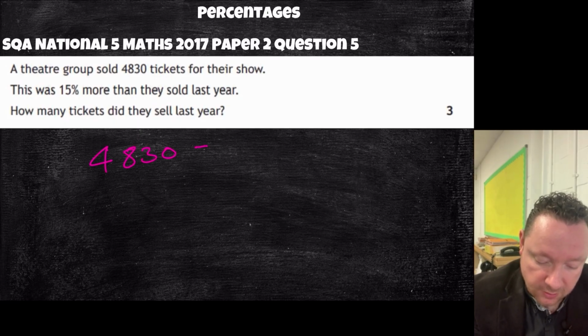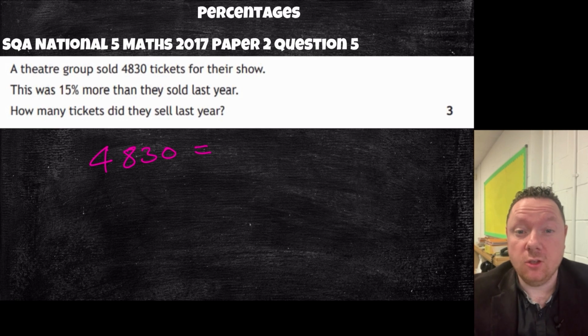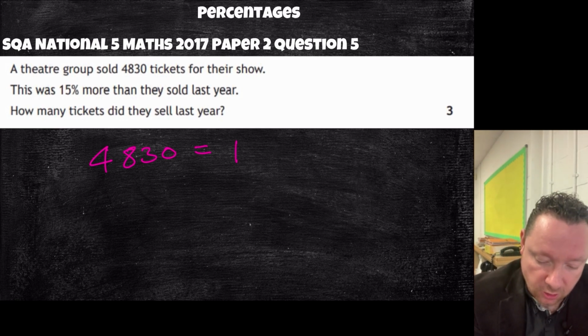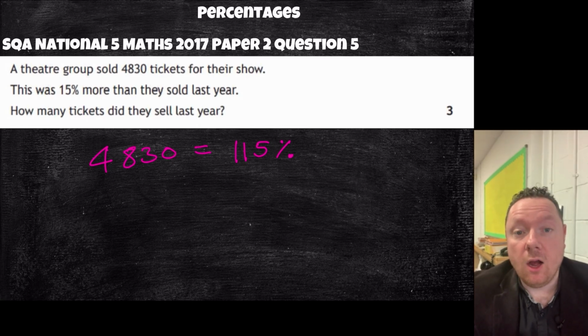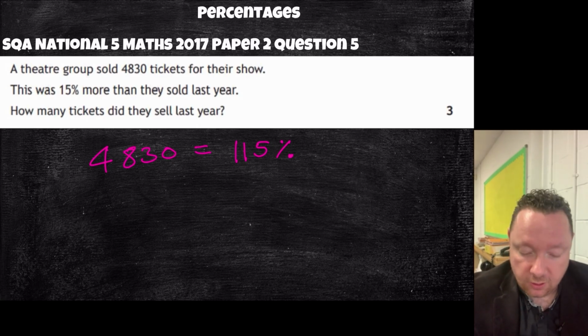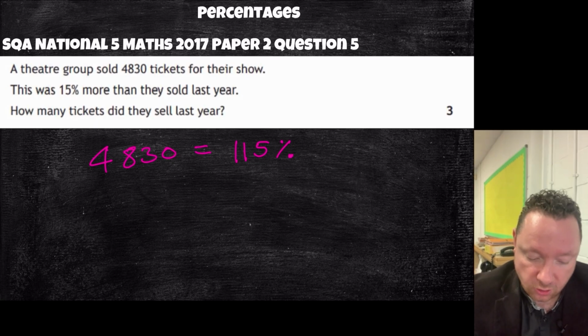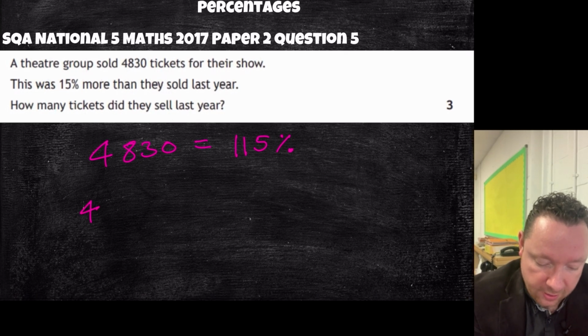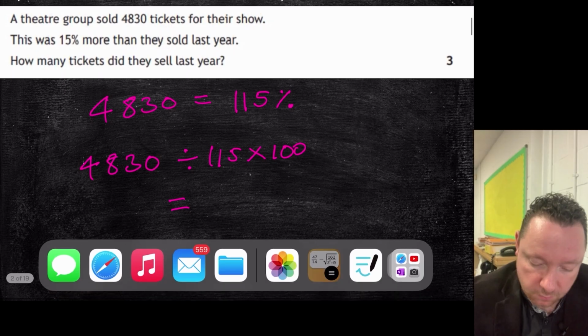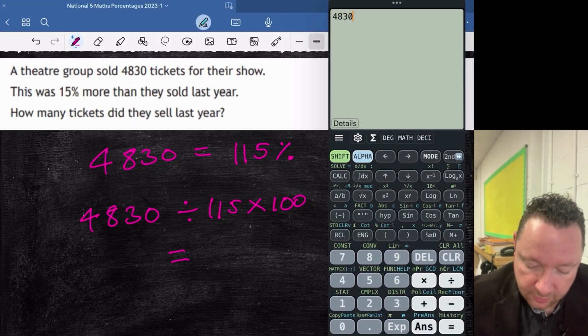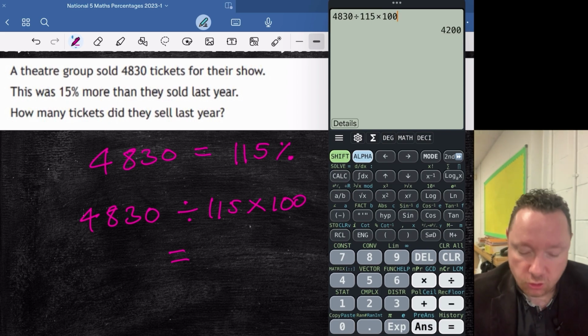4,830 tickets represents, well, 15% more than last year. So if last year was 100%, this year is 115%. So the easiest way then to get 100%, which is how much was sold last year, is divide by 115 and times by 100. So 4,830 divided by 115 times 100. And this is a calculator paper, so we just get our calculator. 4,830 divided by 115 times 100, we get 4,200.